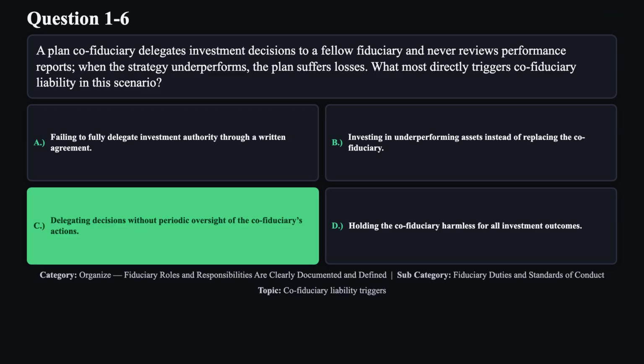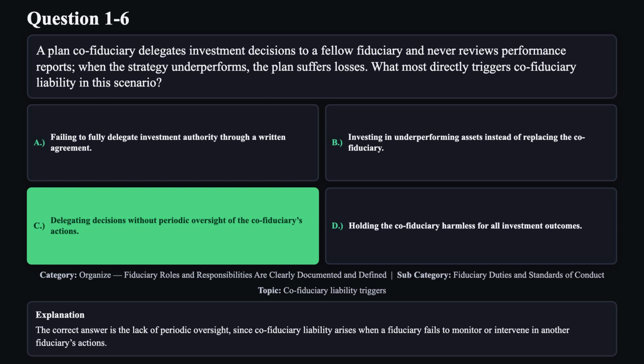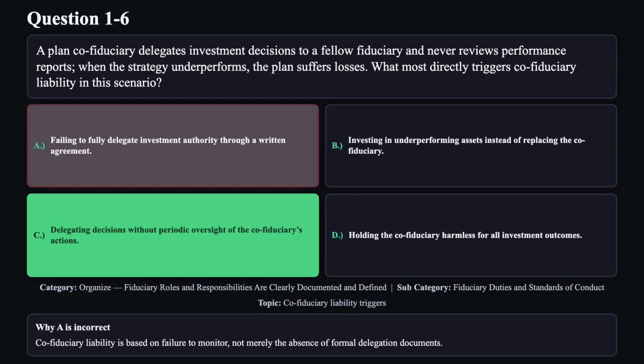The correct answer is C. The correct answer is the lack of periodic oversight, since co-fiduciary liability arises when a fiduciary fails to monitor or intervene in another fiduciary's actions. Reason A is not correct. Co-fiduciary liability is based on failure to monitor, not merely the absence of formal delegation documents.